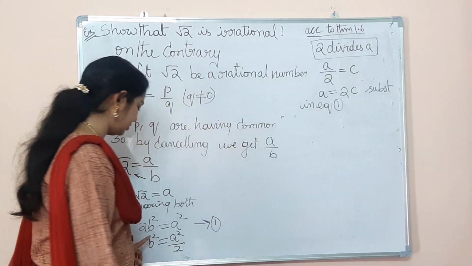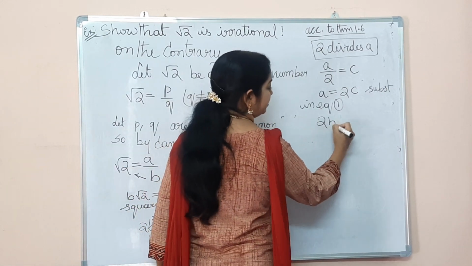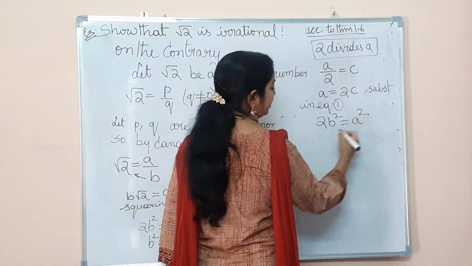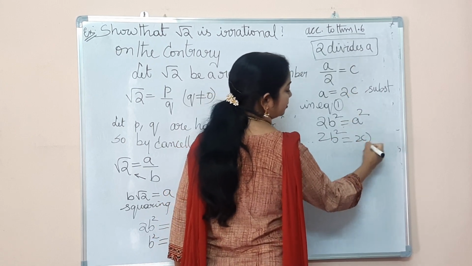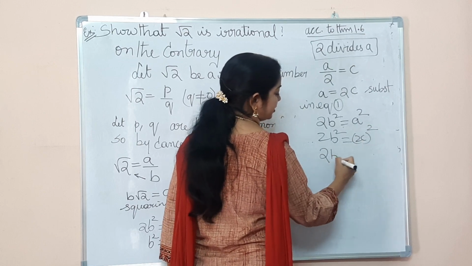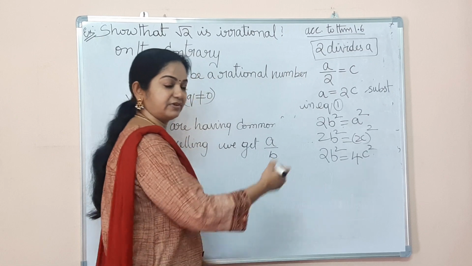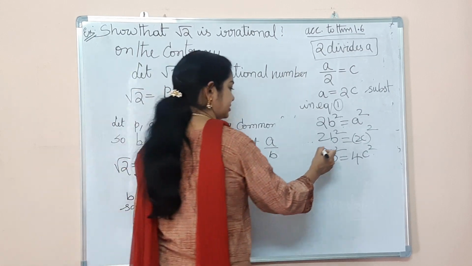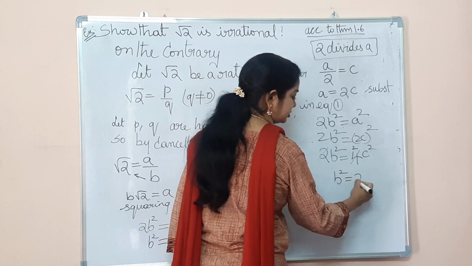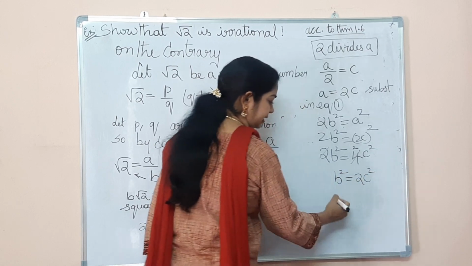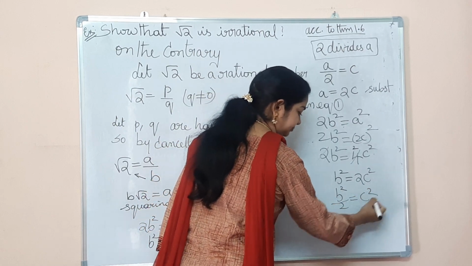What is equation 1? 2b square is equal to A square. I will substitute A is 2c, so 2b square is equal to (2c) whole square. That comes to 2b square is equal to 4c square. Cancelling the 2, we get b square is equal to 2c square. If you bring this 2 here, b square by 2 is equal to c square.